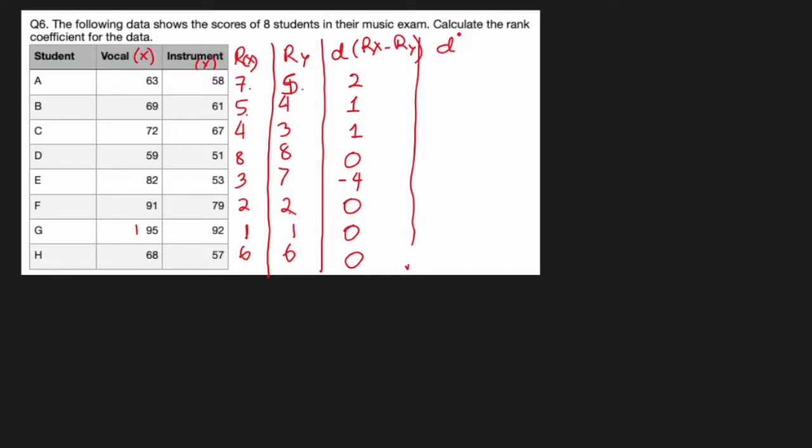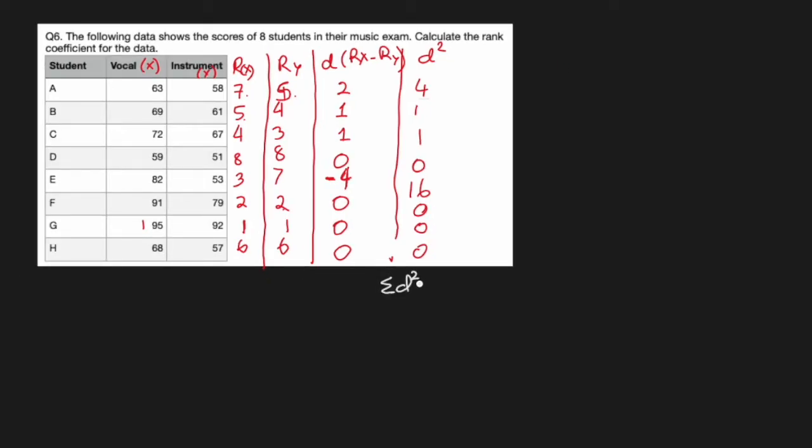Next thing we do is we square the differences to make the negatives positive so that we are not biased towards positive ones. So 2 squared is 4, 1 squared is 1, 1, 0, 4 squared is 16, and then 0, 0, and 0. So the sum of all these squares will be 5, 6 plus 16, 22. Total is 22.